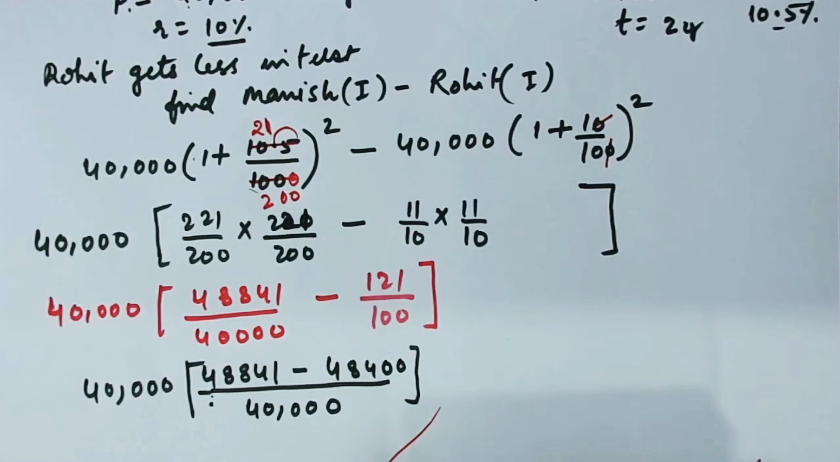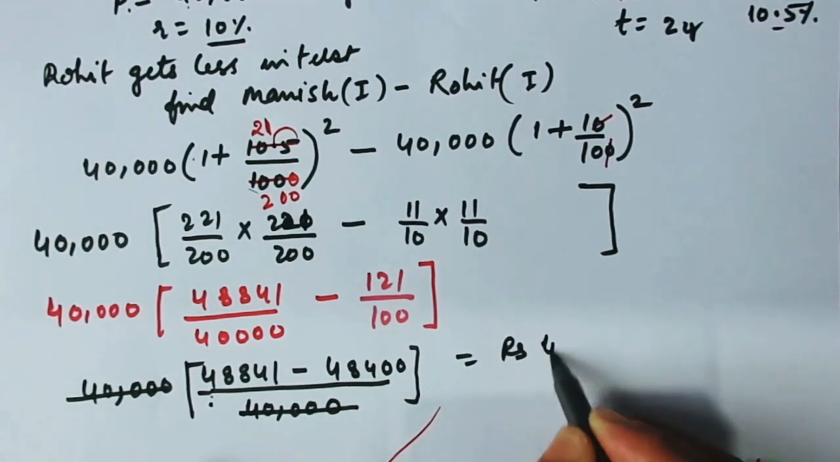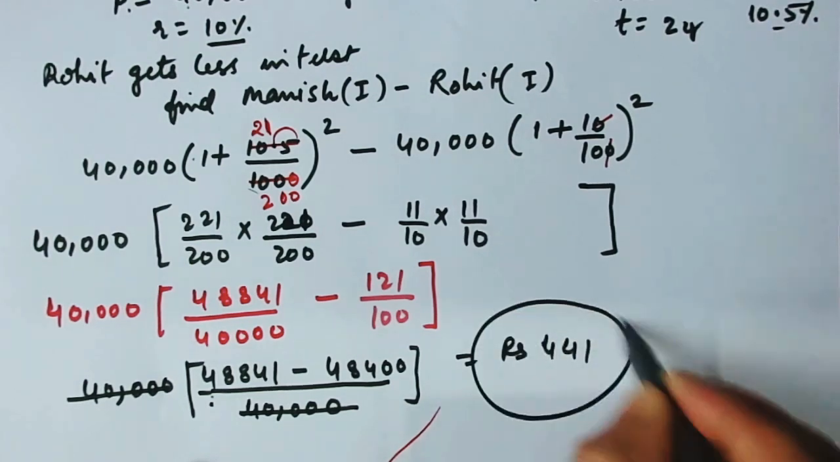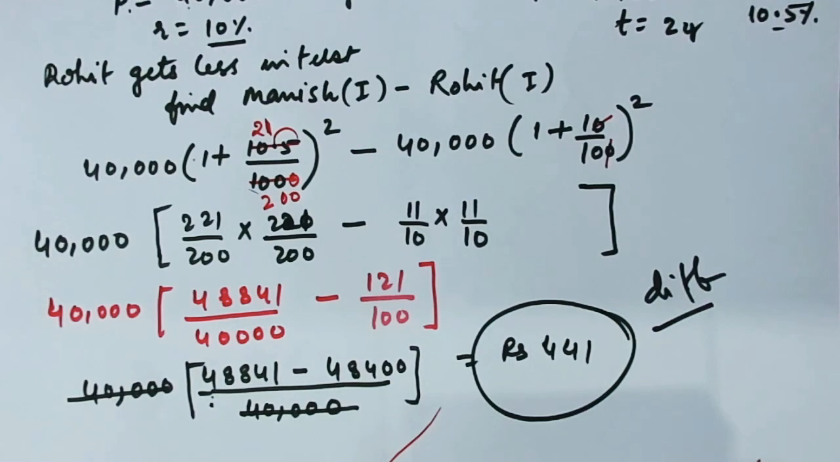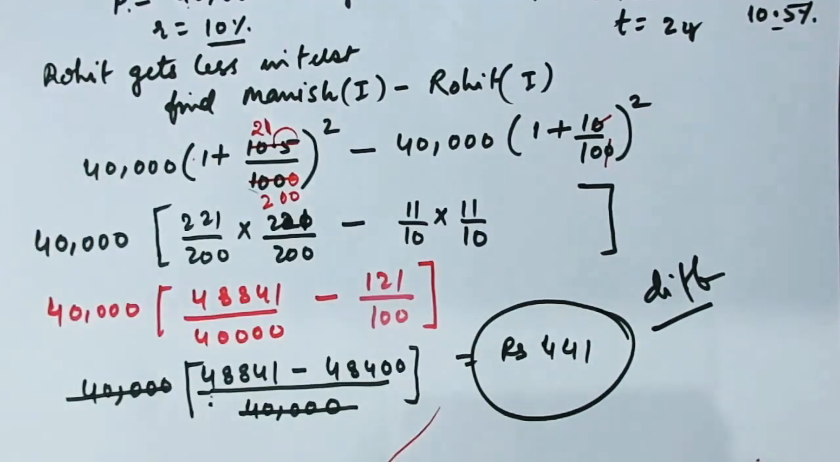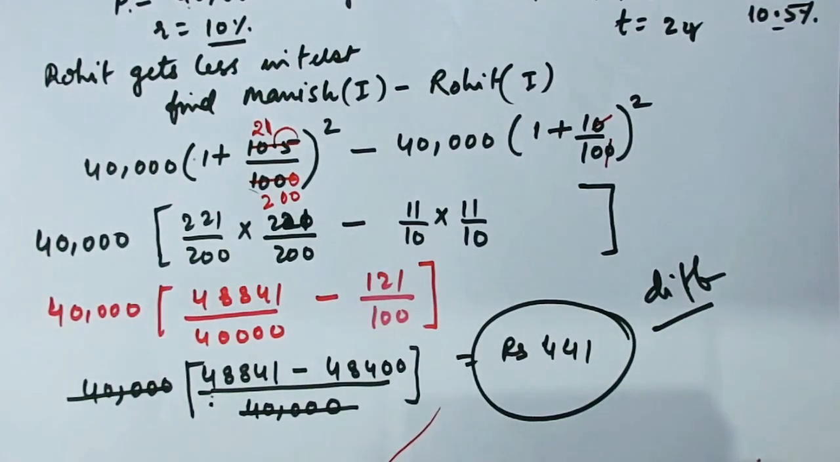40,000, सो 48841 माइनस 48400 क्या निकलेगा? इज इक्वल टू ₹441। दिस इज द डिफरेंस बिटवीन दिस इंटरेस्ट ऑफ रोहित एंड मनीष। मनीष यहाँ पे यू कैन से ही इज रिचर, हिज रेट ऑफ इंटरेस्ट इज मोर देन दैट ऑफ रोहित। ठीक है?